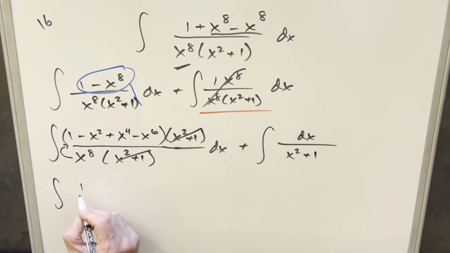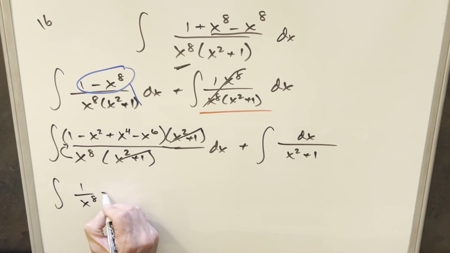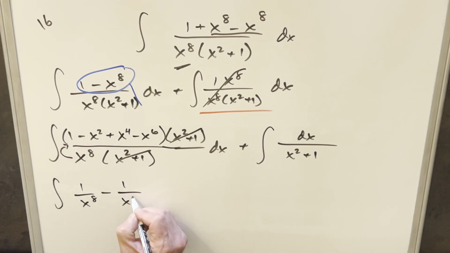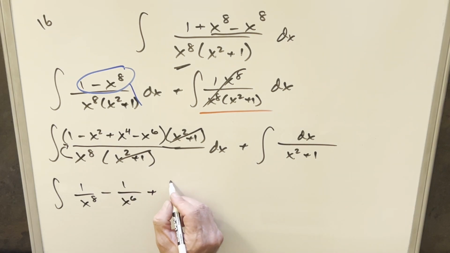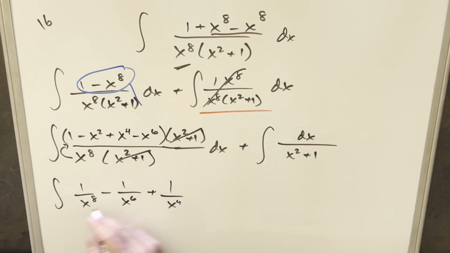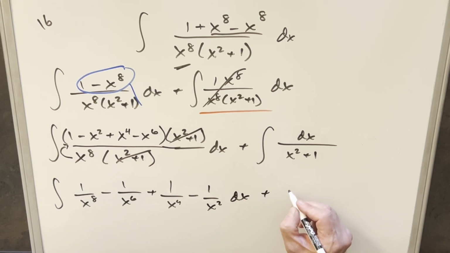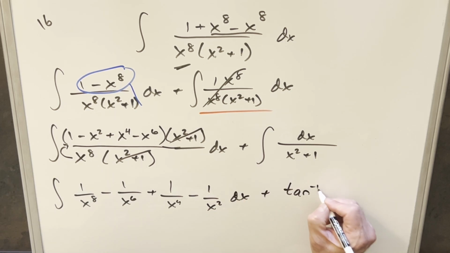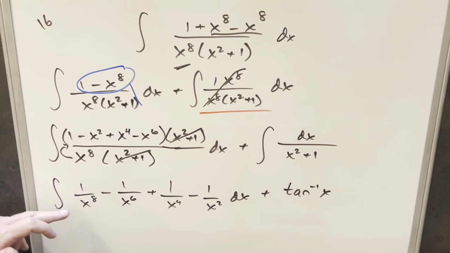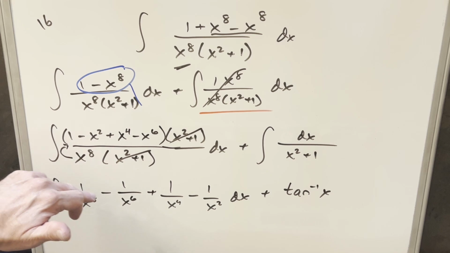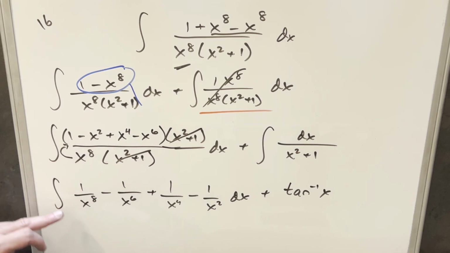So for the first term, we're going to have 1 over x to the 8th minus 1 over x to the 6th plus 1 over x to the 4th. We have this alternating sign thing going on. And then for the last one, we have minus 1 over x squared dx. For this one, we'll just go ahead and integrate it because this one is just going to be arctan of x. But now everything here can just be done with power rule. You could bring this into the numerator, right? That says like x to the minus 8, x to the minus 6, etc. I'm just going to leave it like this and do the power rule the way it is.